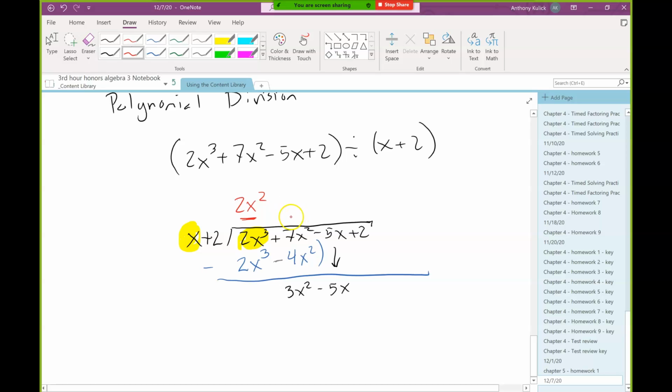So we'll repeat the process now. So I'm going to ask, how many times does x go into 3x squared? Well, 3x times x gives me 3x squared. So I'll then take that and multiply it to each term in my divisor. It's going to give me 3x squared plus 6x, and we'll subtract down.